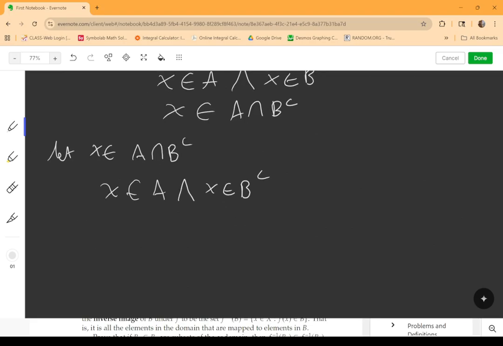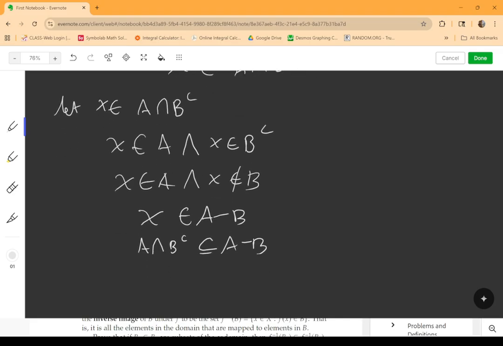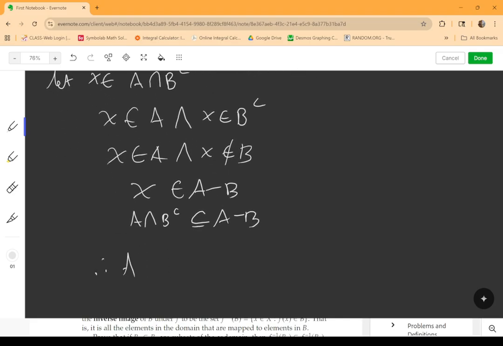Then, just applying our definitions, what does it mean to be in the complement? It means that it is not in B. And the way we define this is that X is an element of A minus B. Now we have shown that A intersection B complement is a subset of A minus B, but A minus B is a subset of the intersection of A and B complement. So therefore, our conclusion is that A minus B is equal to A intersection of B complement.